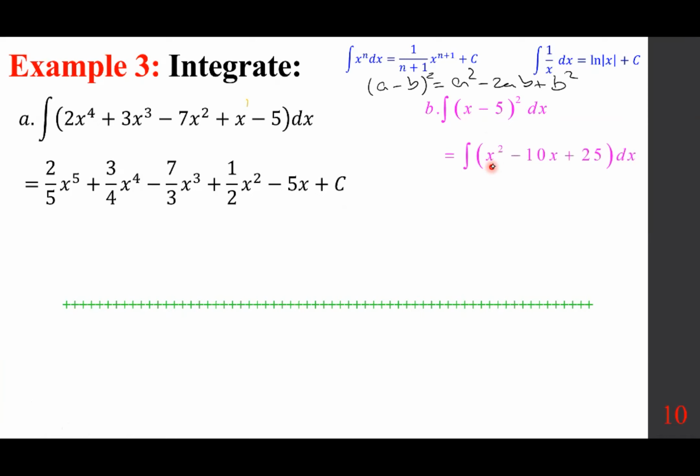This gives you 1/3 x cubed. This one minus 10 over 2 or minus 5x squared. This one 25x and a constant. So very straightforward.